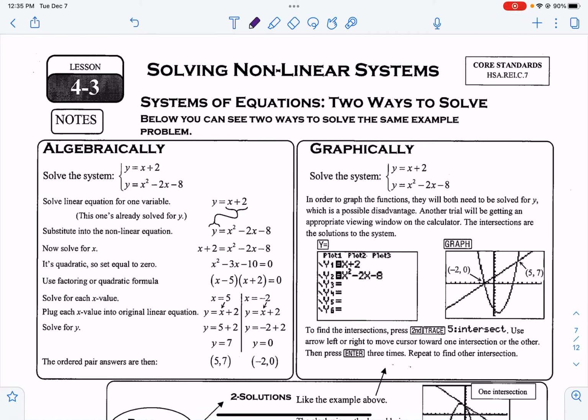All right, guys, finally some new stuff in Chapter 4. Everything we've done so far has been a lot of review, but now we get to do something new. Now we are solving nonlinear systems of equations.